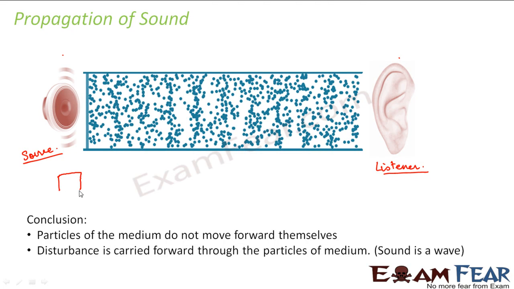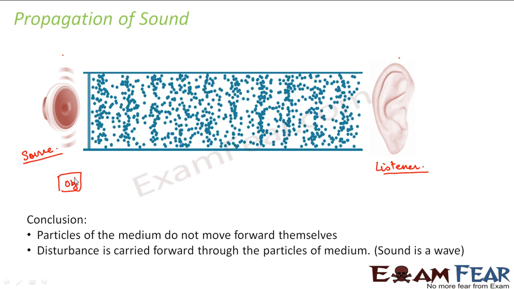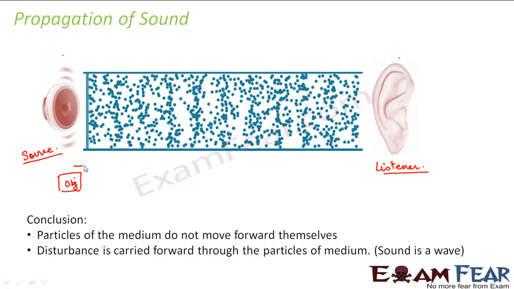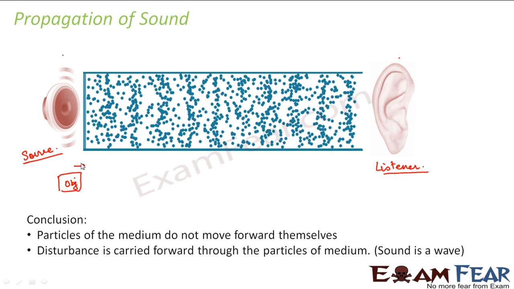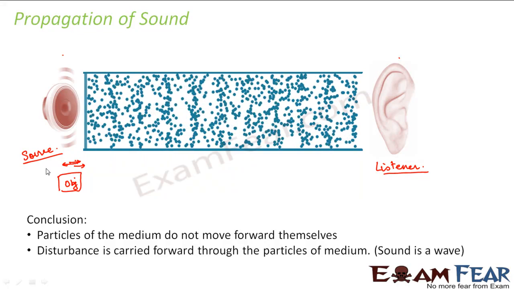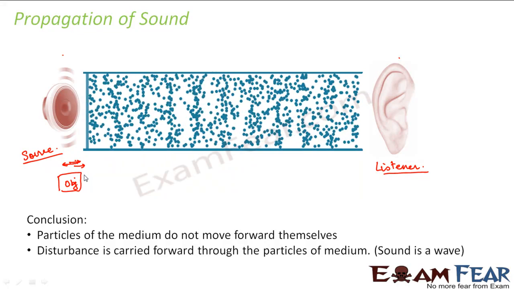Let us suppose, let me draw a rough diagram. Let us say this is my object, that is the source, right? So this object vibrates. Vibrates means it will move like this, it will come back like this, again it will move like this, it will come back like this. So this kind of to and fro motion is known as vibration.